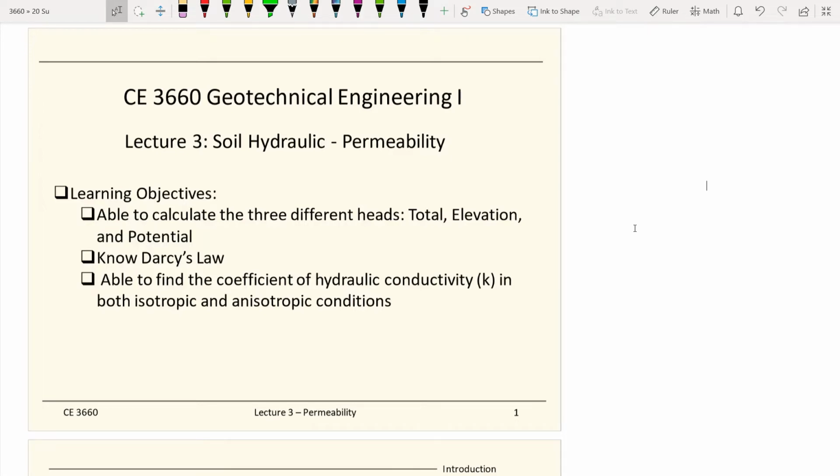In this lecture, we'll try to achieve three learning objectives. First, at the end of the lecture, students will be able to calculate three different heads: total heads, elevation heads, and potential heads. Second objective, students will be able to know more about Darcy's Law. Finally, at the end of the lecture, students will be able to find the coefficients of hydraulic conductivity in both isotropic and anisotropic conditions.